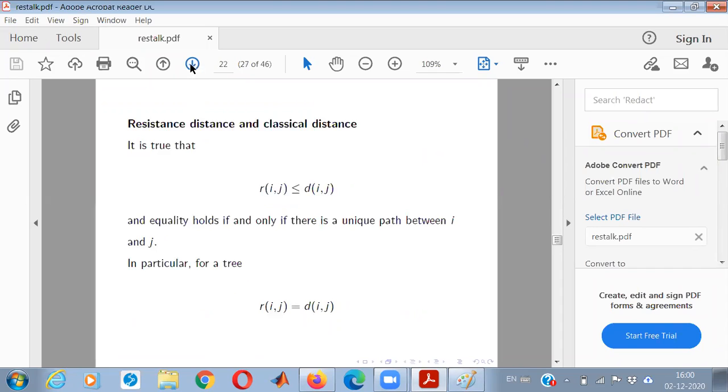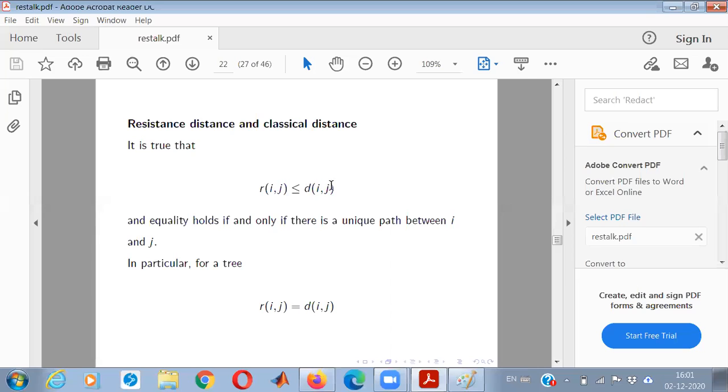Okay, so the resistance distance has the usual properties of a distance. It is non-negative. Actually, it is positive for distinct vertices, and it satisfies the triangle inequality. All these require some proofs, but the proofs are quite straightforward using this machinery of generalized inverse. And it is always dominated by the classical distance. And this is somewhat obvious if you look at the electrical network definition, that you put in more connections, then the resistance will go down.